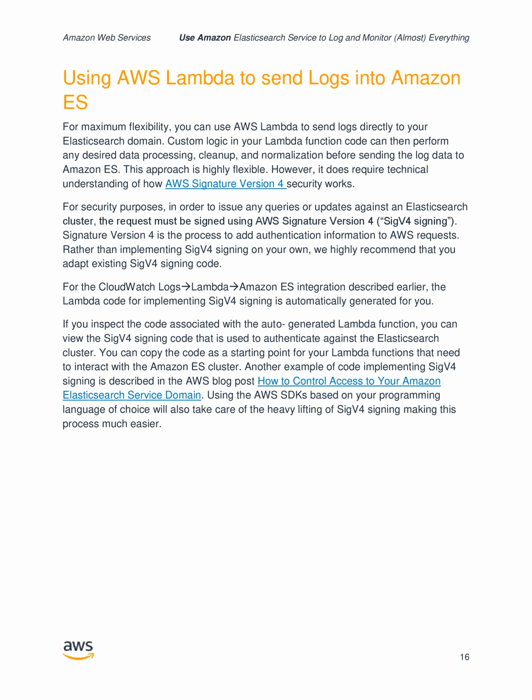You can copy the code as a starting point for your Lambda functions that need to interact with the Amazon ES cluster. Another example of code implementing SIG4 signing is described in the AWS blog post How to Control Access to Your Amazon Elasticsearch Service Domain. Using the AWS SDKs based on your programming language of choice will also take care of the heavy lifting of SIG4 signing, making this process much easier.